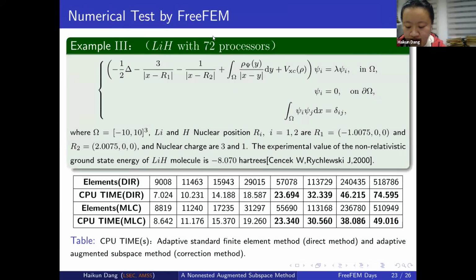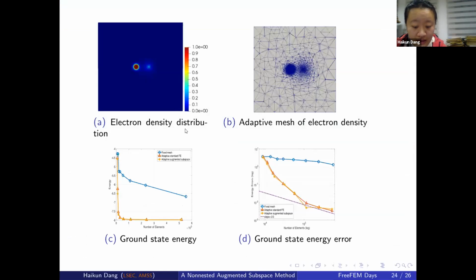Okay, we did a test for lead hydrogen molecules in FreeFEM software with 72 processes. Here the CPU time is similar to the GPE functions. If the size of the problem is large enough, our method has great advantages. A picture of the electron density and the ground state energy is given below.